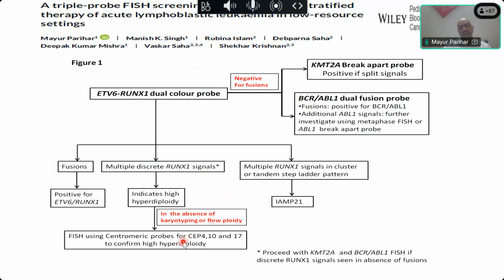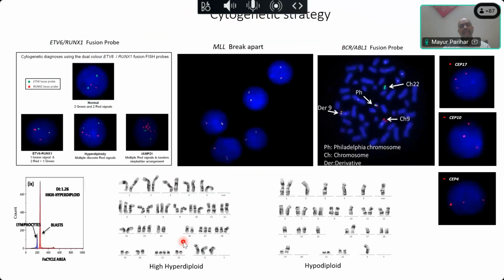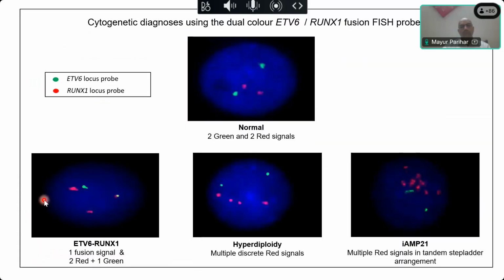Suppose you do not have flow ploidy, you can use centromeric probes to identify gains. So this is the strategy we use in Tata Medical. We use the 12;21 probe, which not only identifies 12;21 fusions, it also identifies iAMP21, it also identifies high hyperdiploidy. So with a single FISH probe, you can risk stratify 55% of pediatric ALL. Then you can use an MLL break apart, use a BCR-ABL, and then of course karyotyping helps you to identify the ploidies, and you can identify the ploidies using flow ploidy as well.